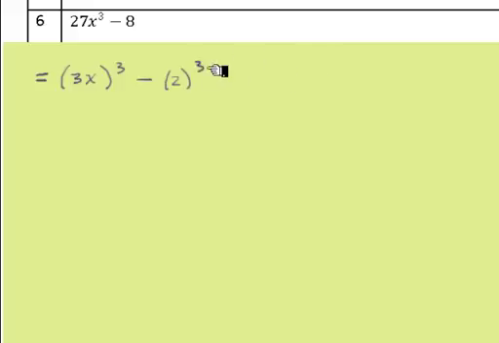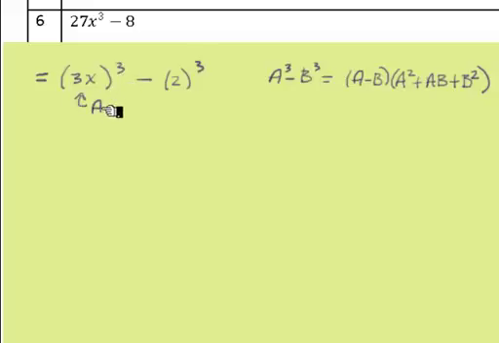And we're going to use our formula for factoring a difference of two cubes, and it looks like this. A cubed minus b cubed is equal to a minus b times a squared plus ab plus b squared. So in this case, a is 3x, and b is 2. Okay, so let's just fill this in.